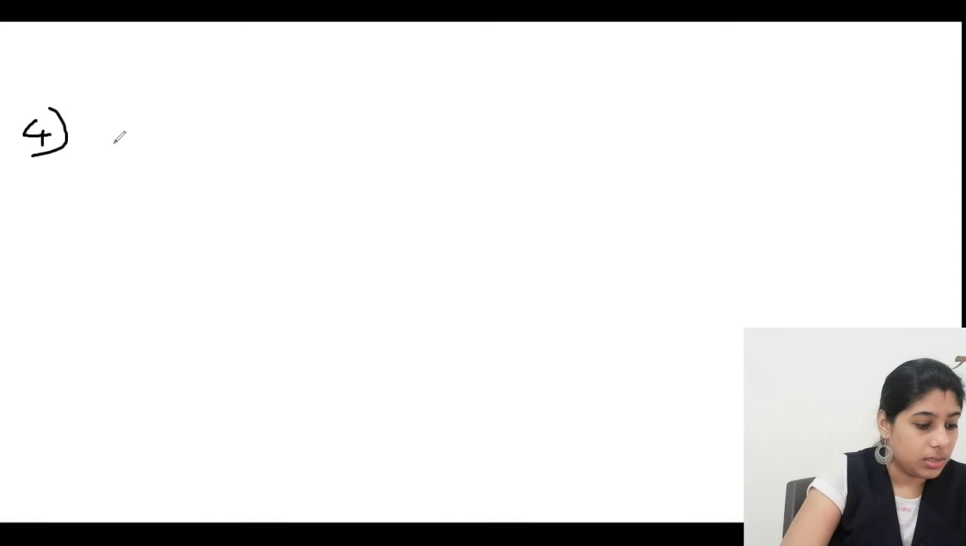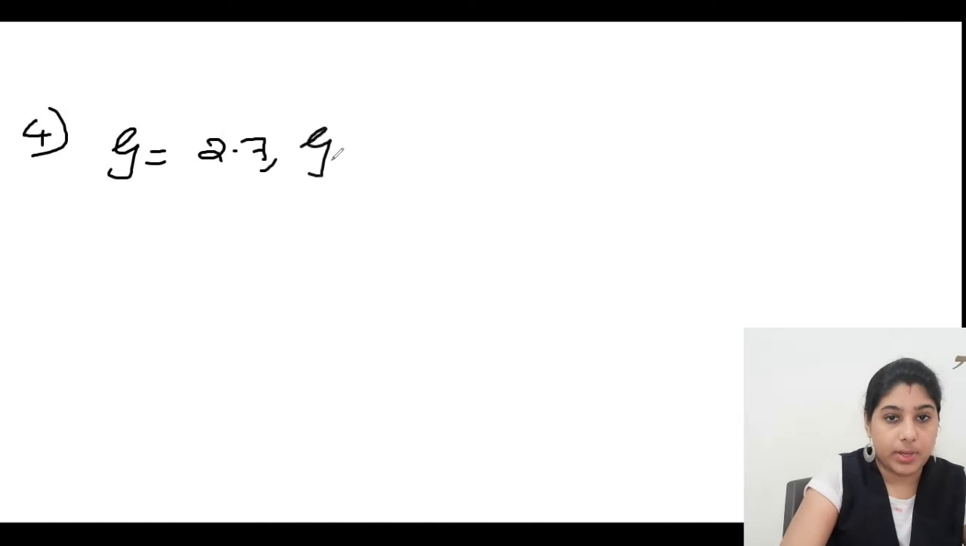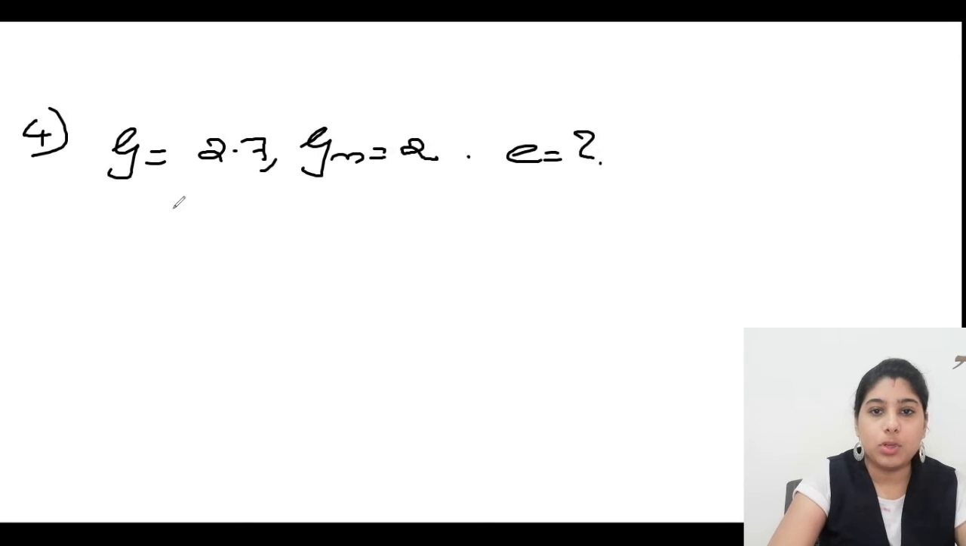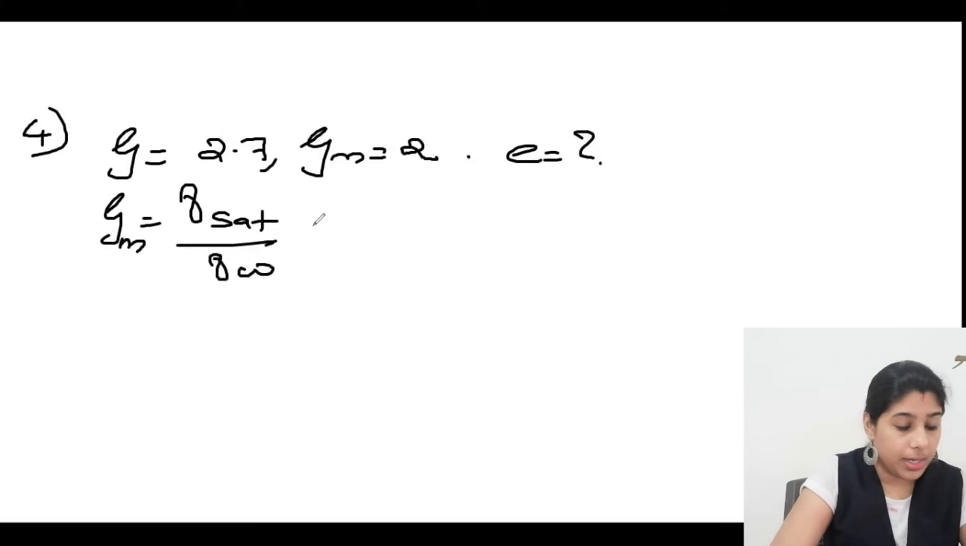Next question. The true and apparent specific gravity of a fully saturated soil. True means G, G will be 2.7, and apparent specific gravity means Gm, it is 2. The void ratio will be what? How can we find it? So we have to use a different equation actually. What is Gm, the apparent specific gravity? Gamma saturated by gamma w, and that value is already given as 2.